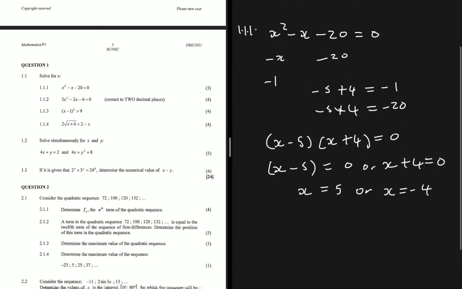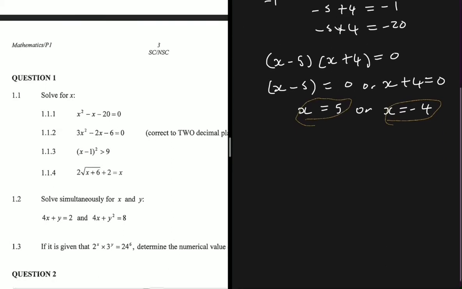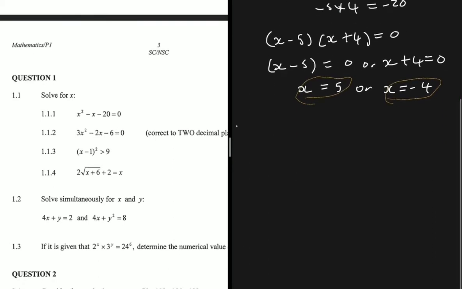When you're at this stage and you're not sure whether what you have calculated is correct or not, you can take this 5 here and substitute it back into the equation. If you don't get 0, then you've done something wrong. The same is true with minus 4. You can just substitute it back into the equation, and if you don't get 0, then you know you've done something wrong. Okay, let's move forward.